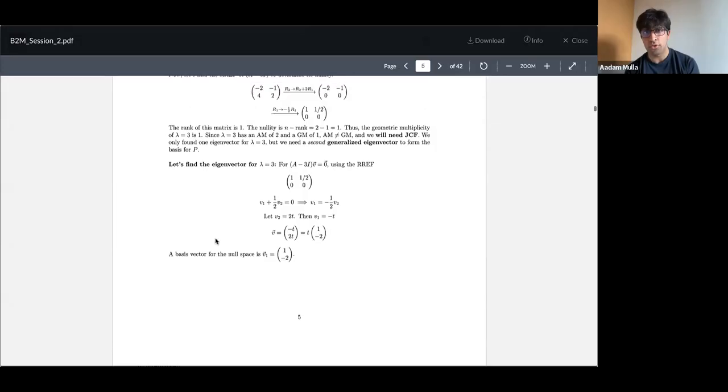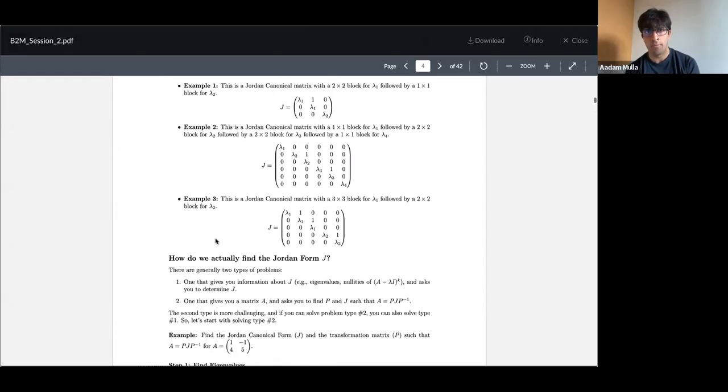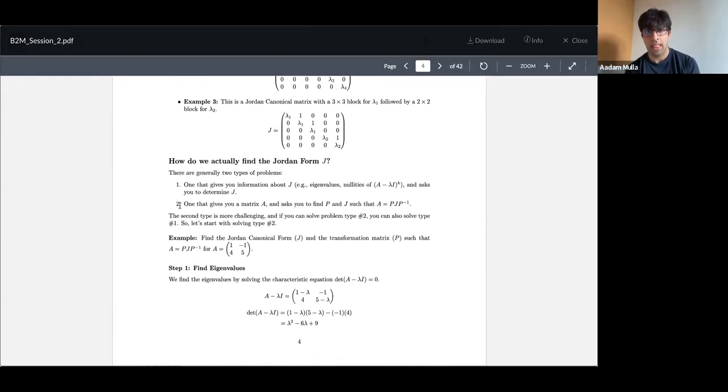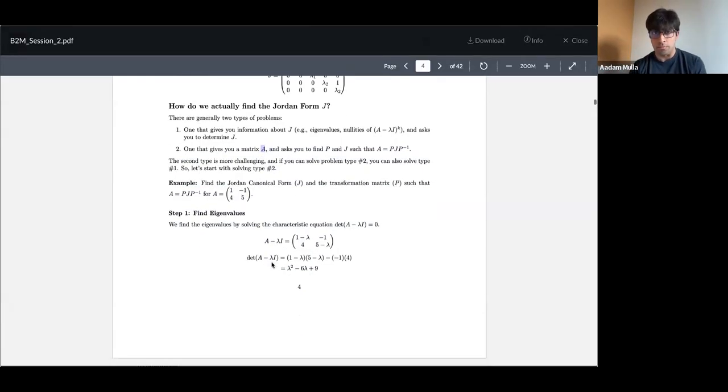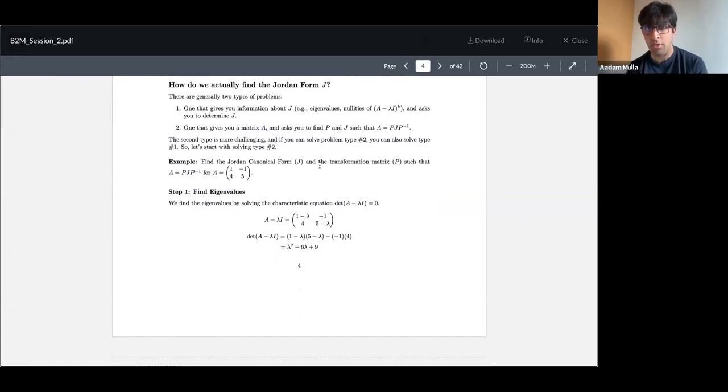Let's first solve the first type of problem, which is where we're given a matrix A and we have to find P and J. So pretty much what we did before with diagonalization, but now instead of D, we have J. Okay? So let's say we're given this problem. Find the Jordan canonical form and the transformation matrix P. So find P and J such that A equals PJP inverse given this matrix A.